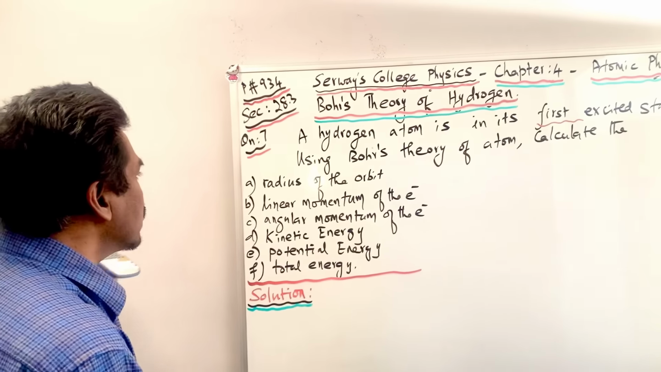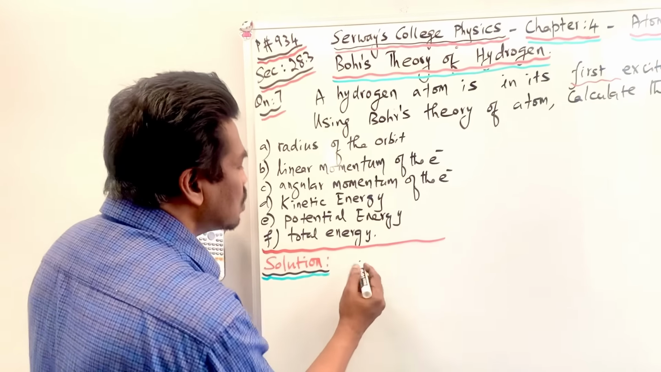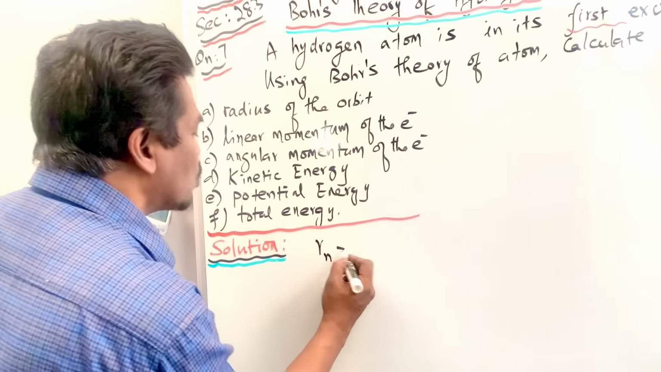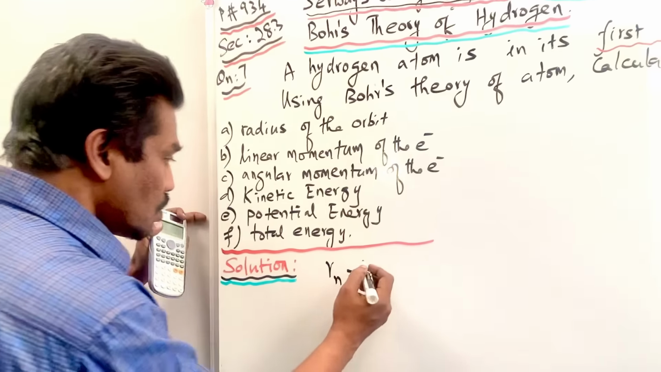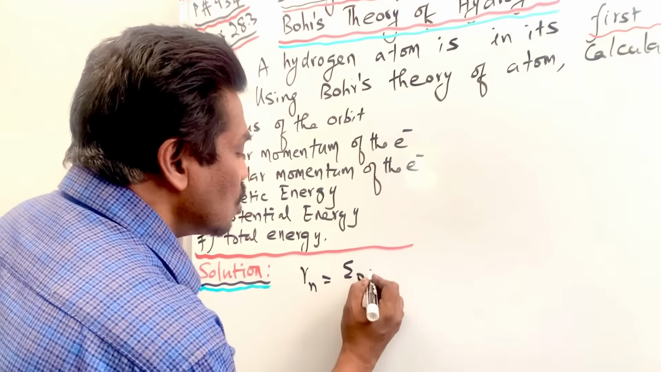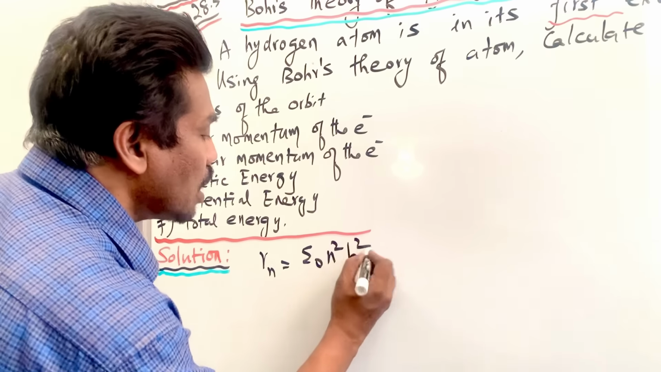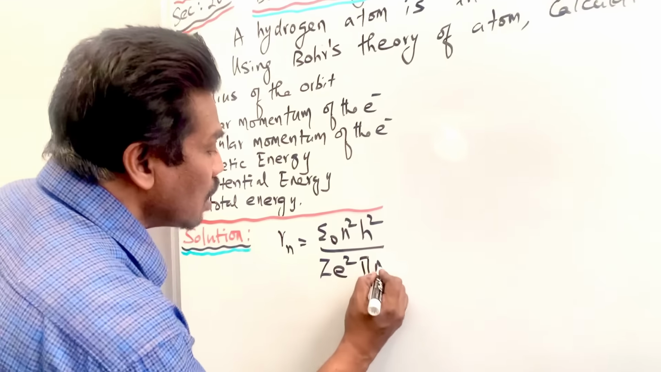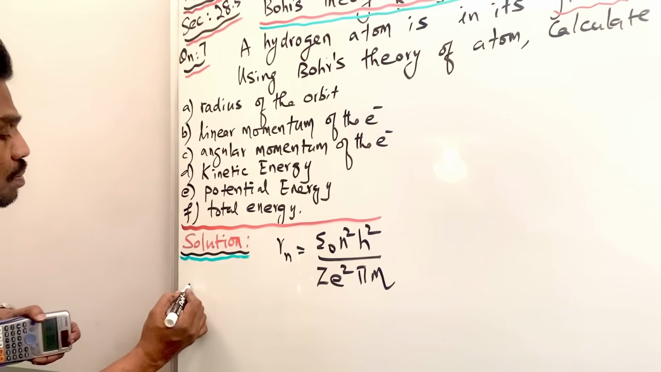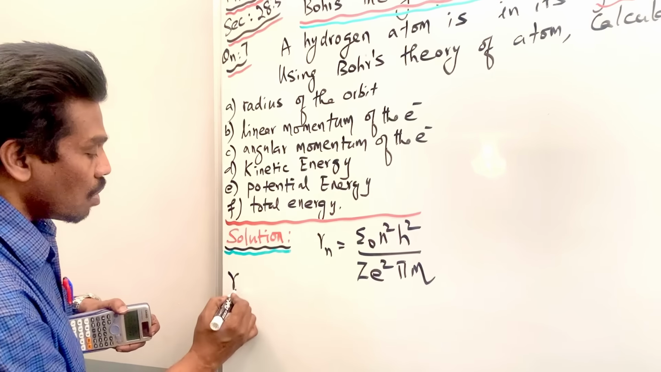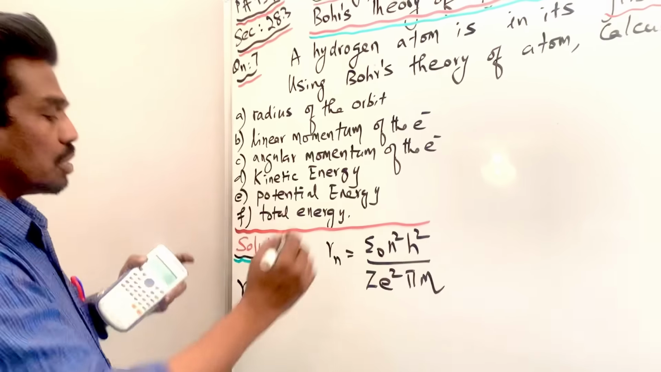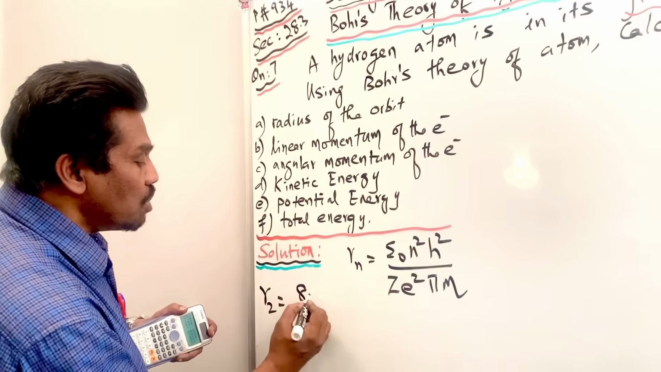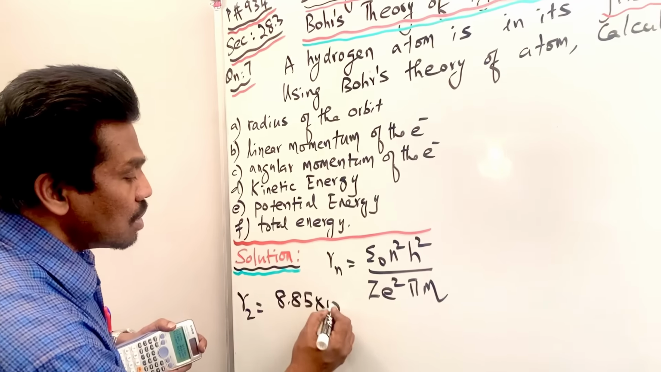So let us solve the radius of the orbit. Already we proved the radius r_n in the previous one: r_n equal to epsilon 0 n square h square over pi m Z e square. Here n is equal to 2. Epsilon 0 we know the value, 8.85 times 10 to the power negative 12.